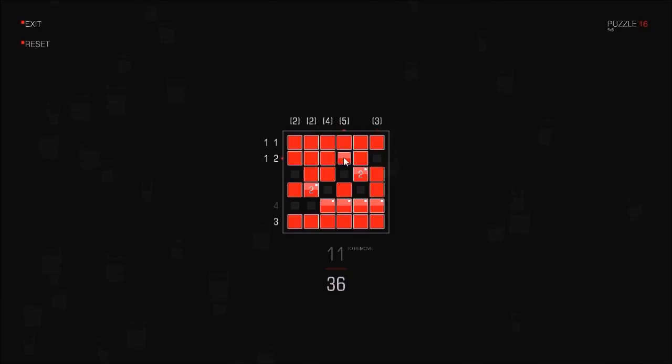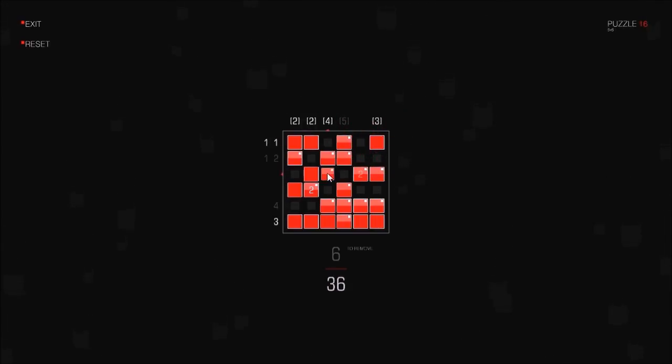Left 2. Mark. Up 1. Mark. Down right 1. Clear. Down right 1. Mark. Down 1. Clear. Left 2. Mark. Down 2. Mark. Up 4. Left 1. Mark. Left 1. Clear. Left 1. Mark. Up right 1. Right 1. Clear. Right 2. Clear. Down left 2.